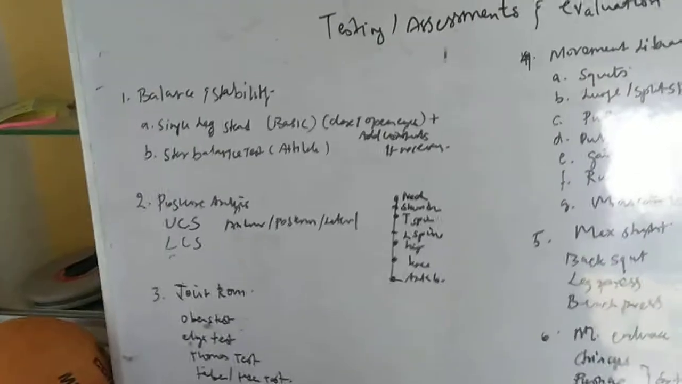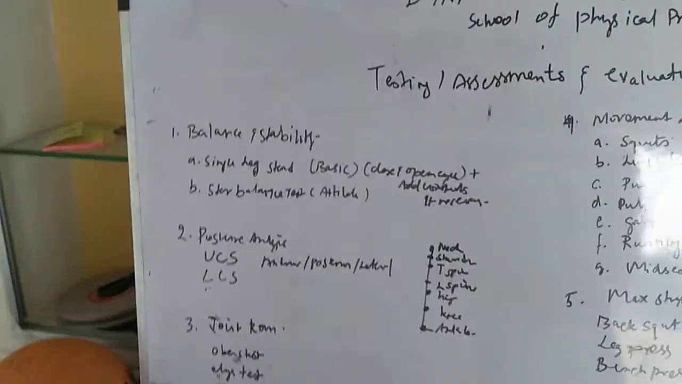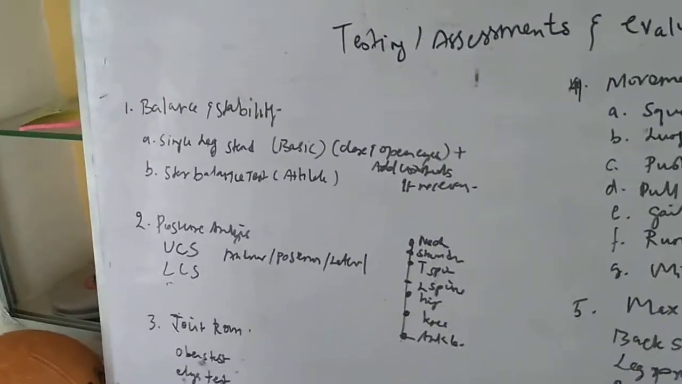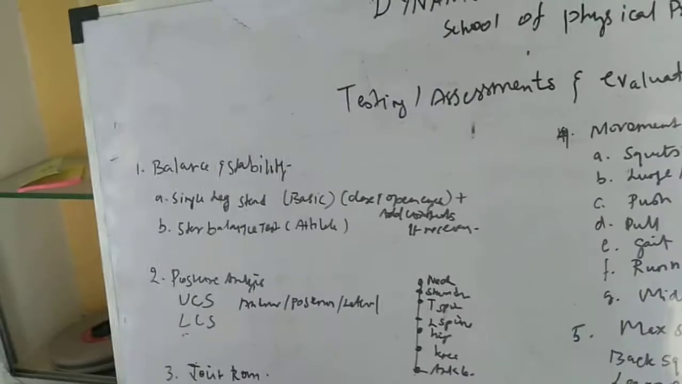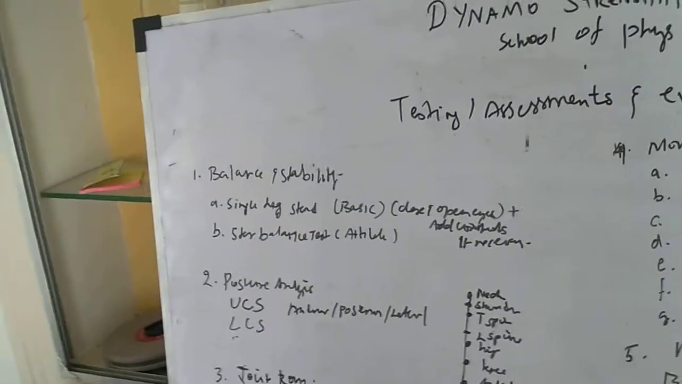your training. And next one is the balance and stability test. I start with single leg stand. It's a basic one. So if you want to add more constraint, you can make them close and open eyes and make them stand on foam or some kind of unstable surface.